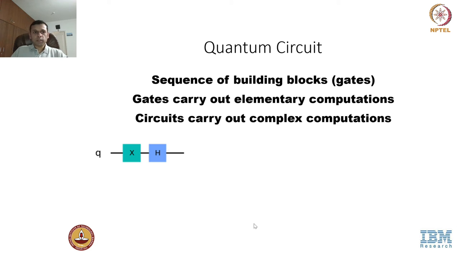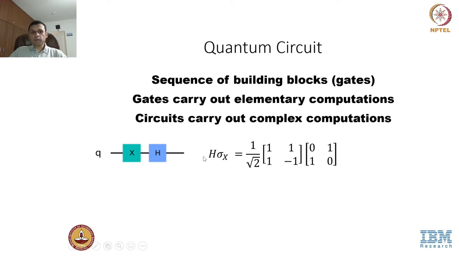So take this as an example. You have an input Q, which is a qubit. And in the circuit, we apply a Pauli X gate and a Hadamard gate in sequence. What is this synthesized to? The net effect of applying an X and H gate can be synthesized into another gate. And that gate is nothing but the matrix multiplication of these two gates.